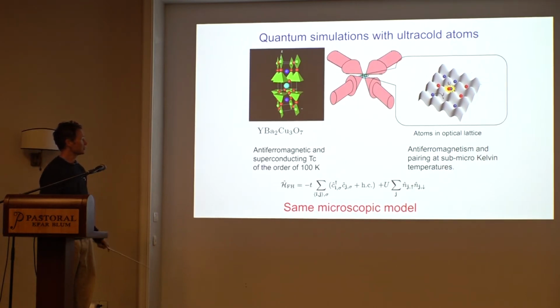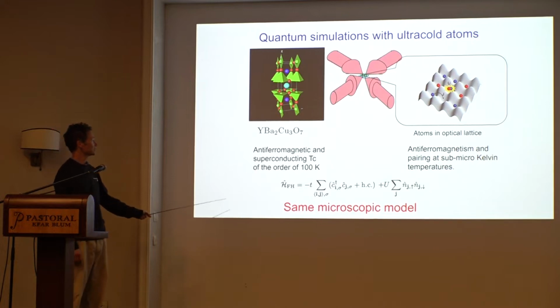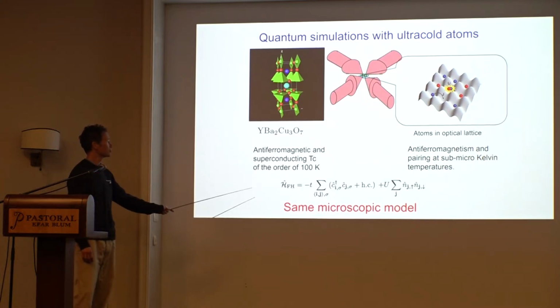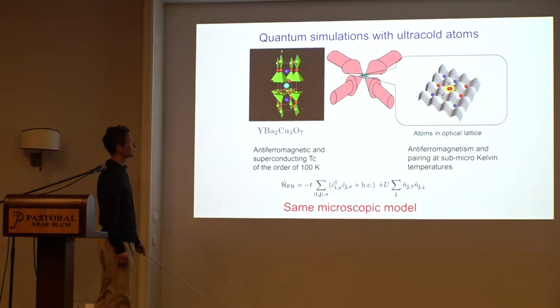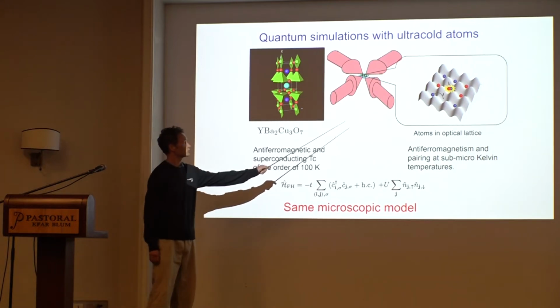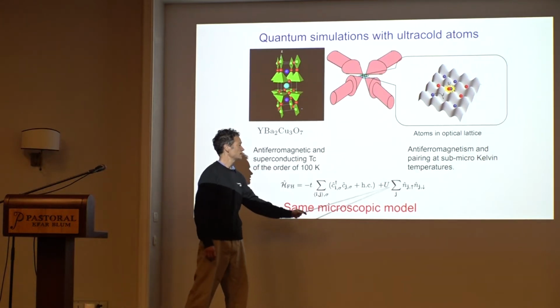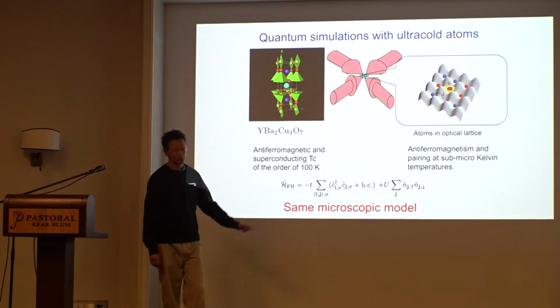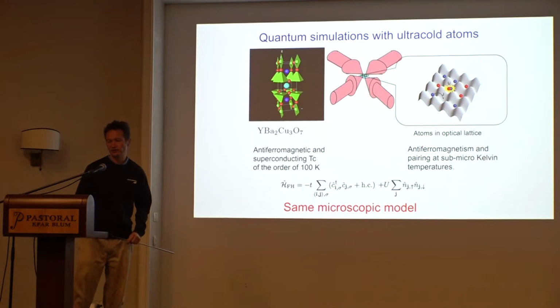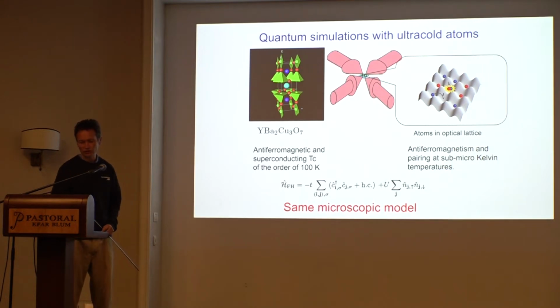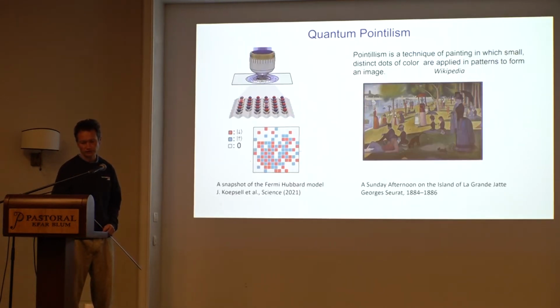The general idea is that there's a paradigmatic model called the Fermi-Hubbard model, which many people believe represents the physics of high-Tc cuprates. This model basically consists of fermions hopping between neighboring sites and strong on-site repulsion. And fermions in optical lattices provide a fairly faithful representation of this model.